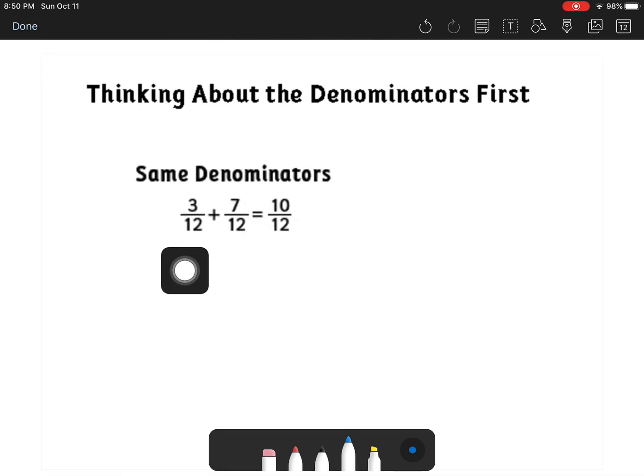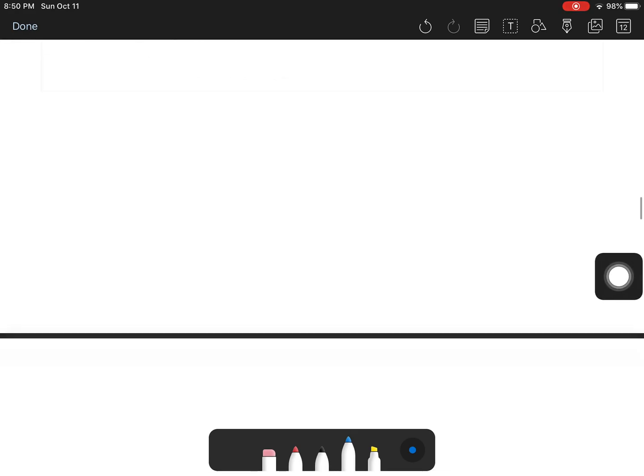So think about the denominators first. If they're already the same, you don't have to do any work. You just have to add the numerators together. So 3/12 plus 7/12, 3 plus 7 is 10, so 10/12.